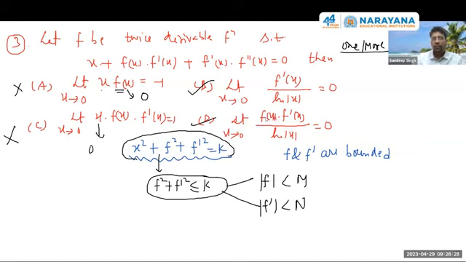Just keep in mind that in some question it may be that f might be bounded and f dash might be unbounded, and vice versa. Both are possible. Are you getting the point? So this is equal to 0. So you have to check both. And in this question, both are bounded functions. So there are no issues. Correct? So this is done.